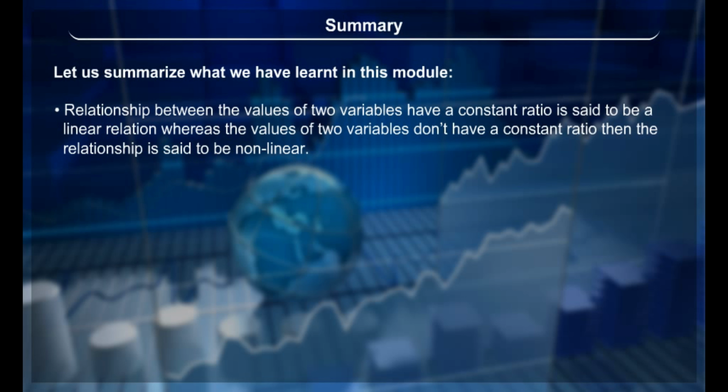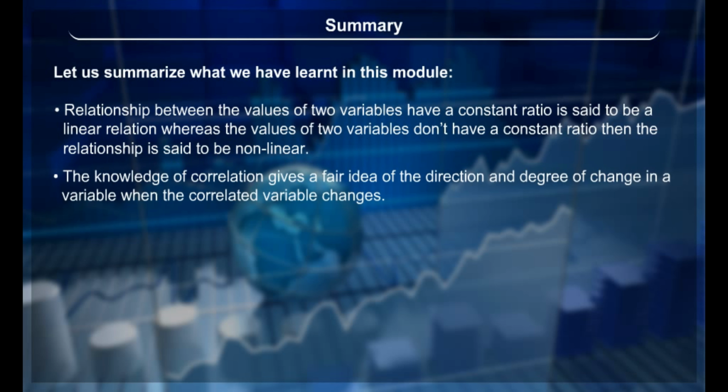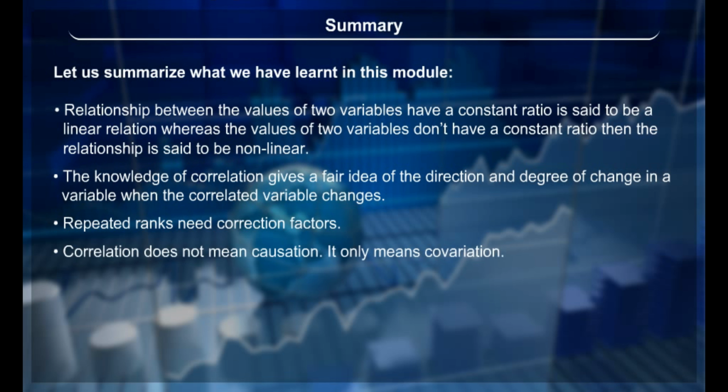If the values of two variables have a constant ratio, the relationship is said to be linear, whereas if the values of two variables don't have a constant ratio, then the relationship is said to be nonlinear. The knowledge of correlation gives a fair idea of the direction and degree of change in a variable when the correlated variable changes. Repeated ranks need correction factors. Correlation does not mean causation, it only means covariation.